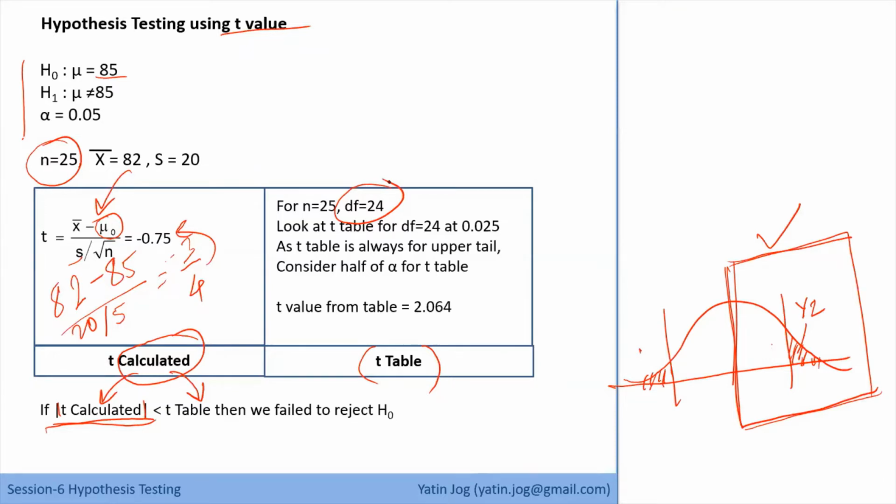But because I'm taking the mod of the calculated value, I'm considering only half of the distribution. So I have to consider half of the significance value, that is 0.05 divided by 2, which comes as 0.025. So look at the column of 0.025. So row of 24 and column of 0.025. What is the value?